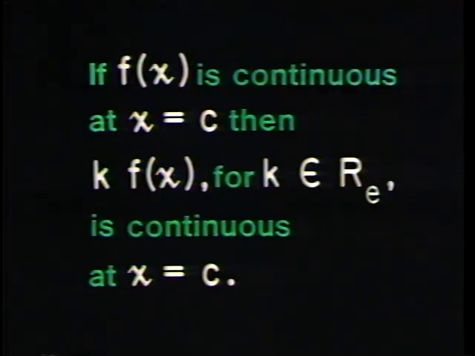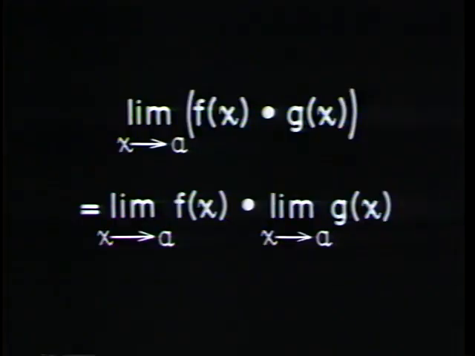Then, if f is continuous at x equals c, we postulate that the function defined by k times f at x will also be continuous at x equals c. So the product of a real constant and a continuous function yields a function which is also continuous at the same point under consideration. Next, the limit of a product.